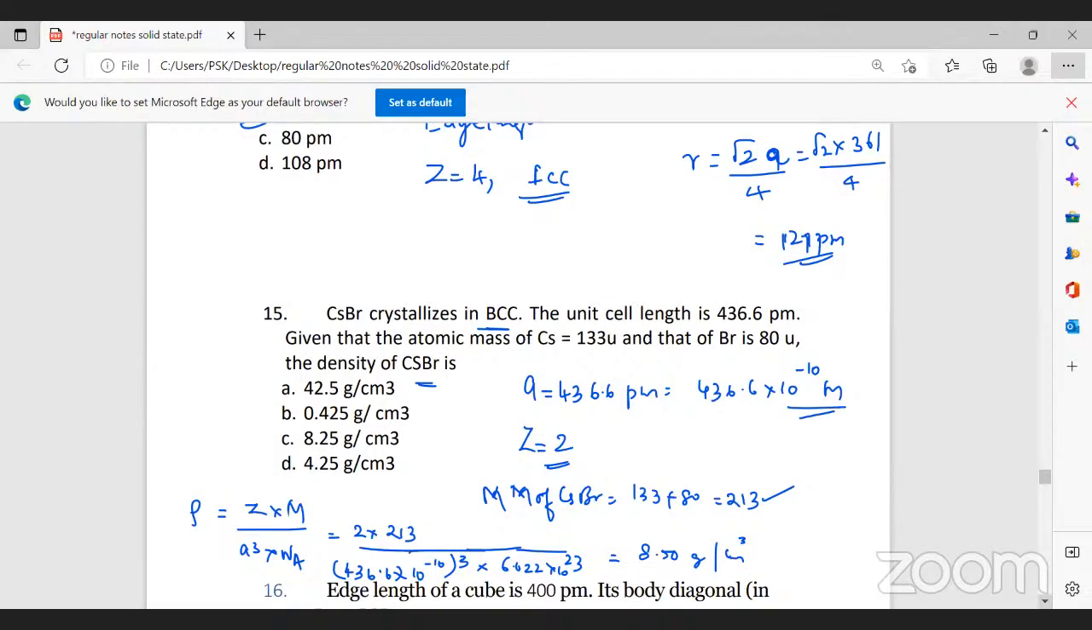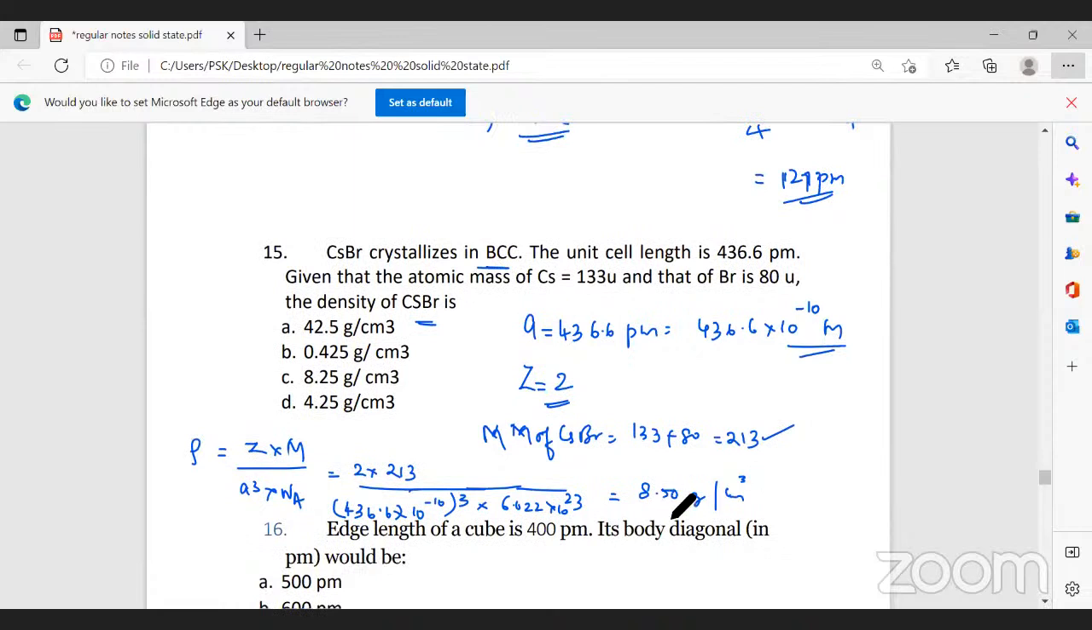So there is a conclusion here. The density is 8.50 gram per centimeter cube. For a unit cell, the density will be 8.50 by 2, because the BCC contribution is 2. Therefore, divide by 2, you will get the density to be 4.25 gram per centimeter cube. Hence, the answer for this question is option D.